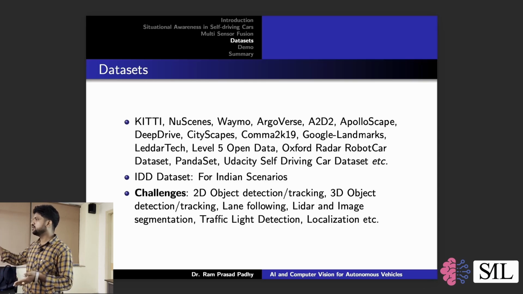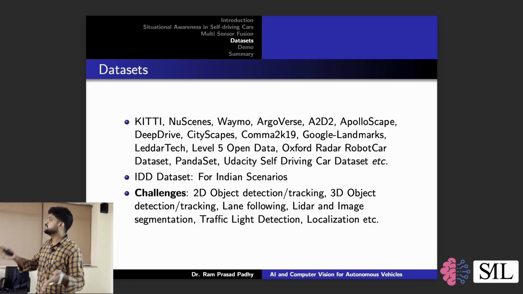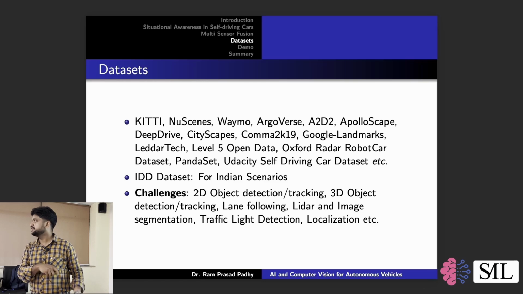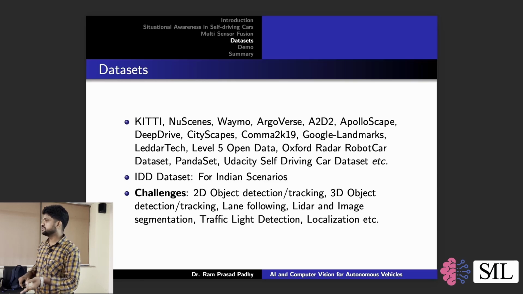Because all the lighting environments and different kinds of scenarios that you are going to get, and all the objects there, are not covered in the existing data set. So research is still there, even in 2D object detection. But apart from that, 3D object detection and tracking is the most important research field nowadays.